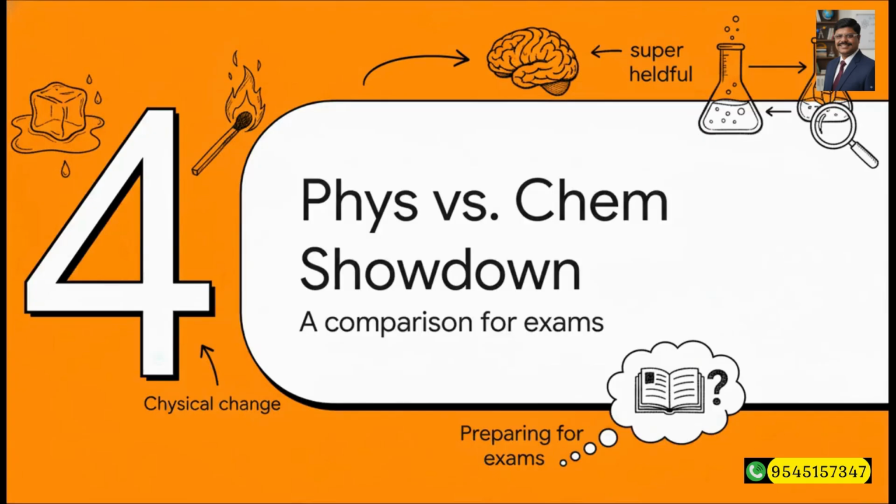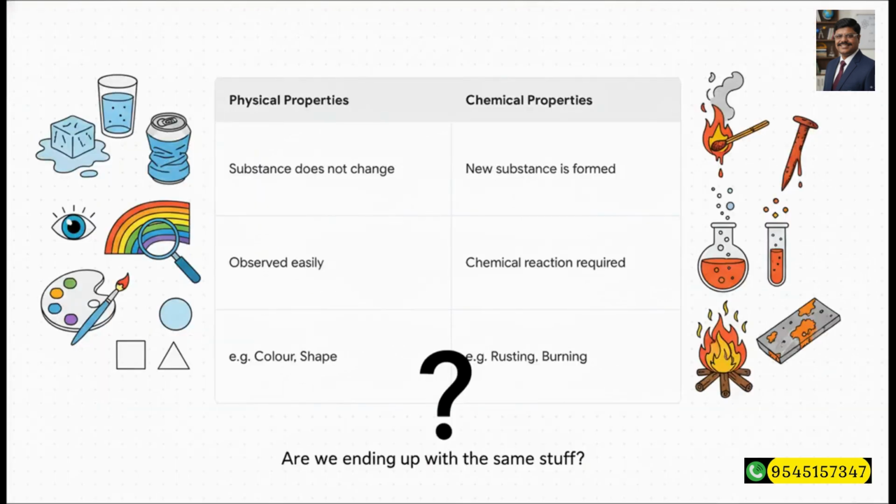All right, everyone, it is time for the main event, the physical versus chemical showdown. This direct comparison is going to be super helpful, especially when you're studying for your exams and you need to tell these two apart fast. Okay, this comparison is everything. Look, on the physical side, the substance does not change, but on the chemical side, a new substance is formed. You can easily observe physical properties like color or shape, but to see a chemical property like rusting, you need a chemical reaction to happen. So here's the most important question to ask yourself. Am I ending up with the same stuff I started with? If yes, it's physical. If no, it's chemical.